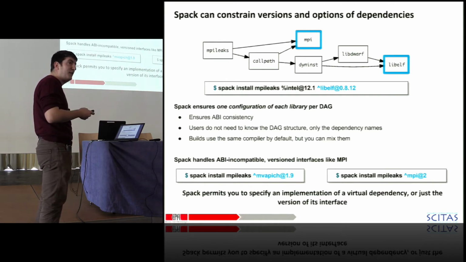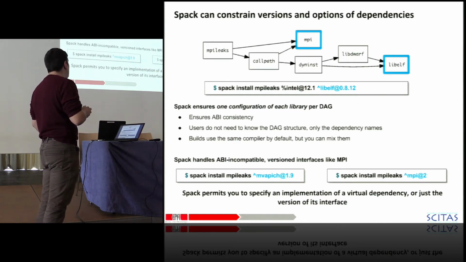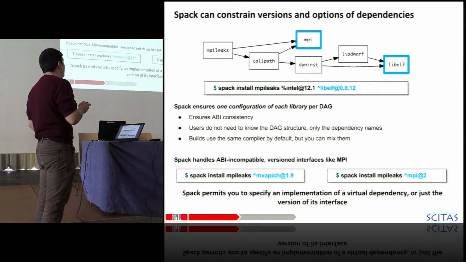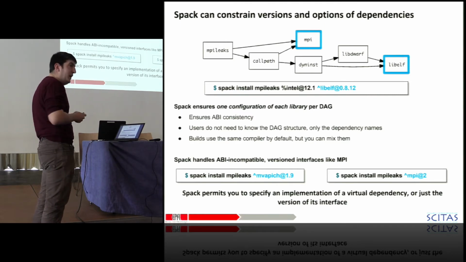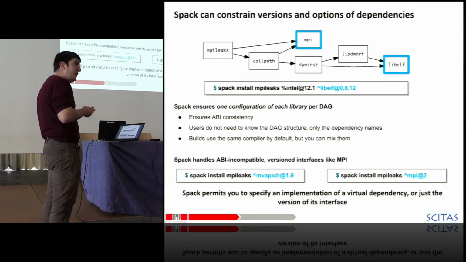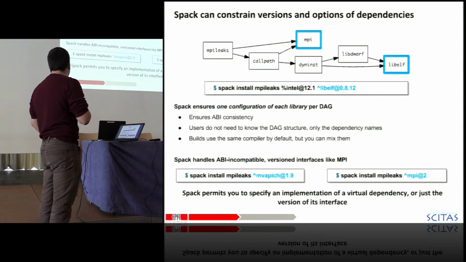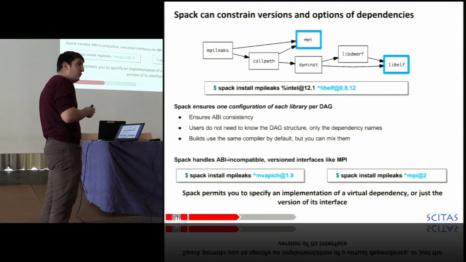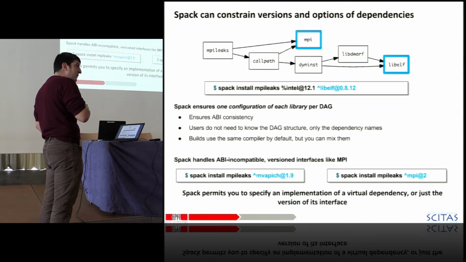And not only can Spack do this with concrete packages, but it can also do the same thing for virtual packages, packages that just express the dependency against an API, where different API-incompatible versions exist. So if you say that mpileaks depends on MPI, Spack will ensure that you have just one implementation in this graph when it comes to installing, and the graph will be, let's say, fully specified.